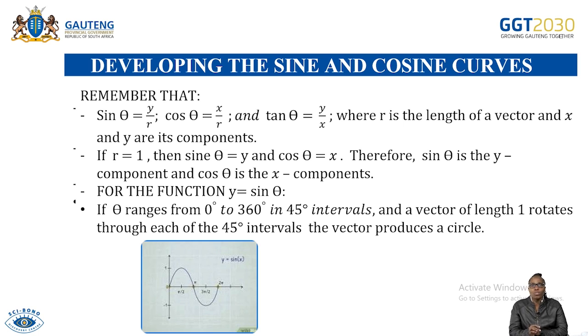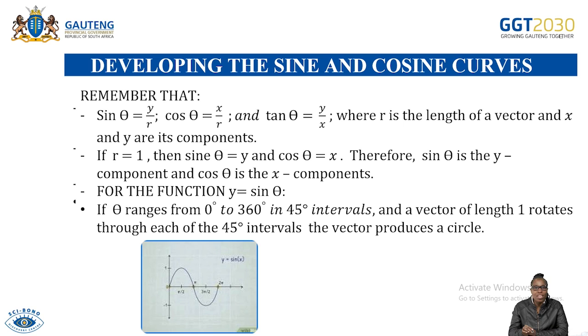All right, now we are going to look at the developing of the sine and cosine curves. When we are developing the sine and the cosine curves, you must remember your ratios. Sine theta is equal to y over r, and your cos theta is x over r, as well as your tan theta equal to y over x, where r is the length of the vector, and x and y are its components. So we are looking at that.